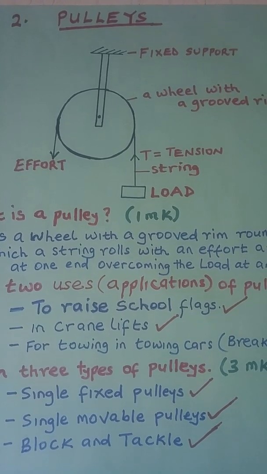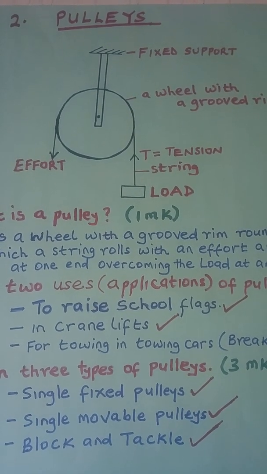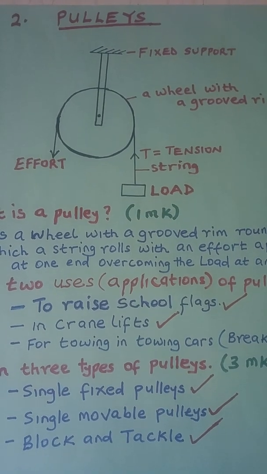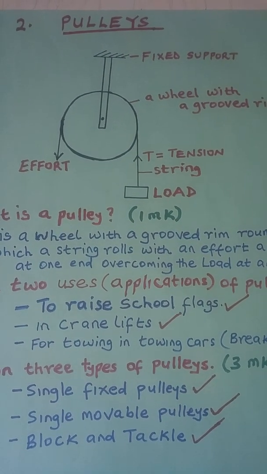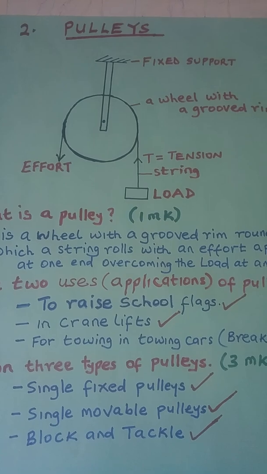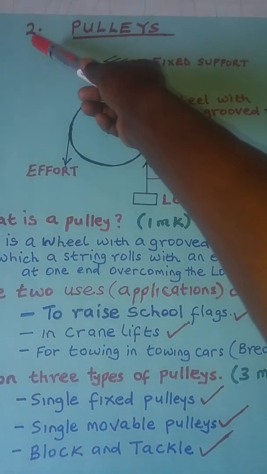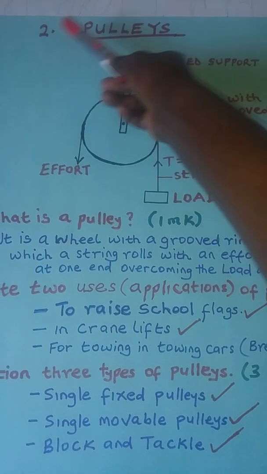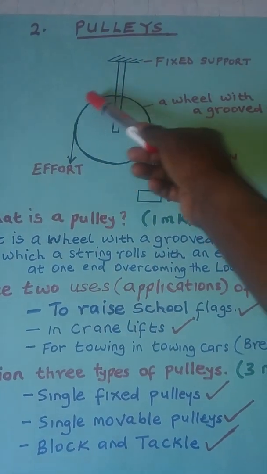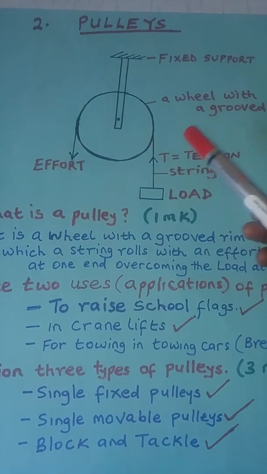We are now looking at the pulleys as the second type of machine. The first one we looked at was levers. Now we are on pulleys. So our number 2 types of machines, the second one is pulleys. Now this is how a pulley looks like.